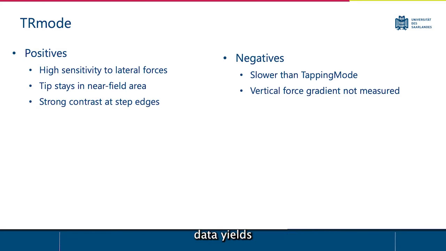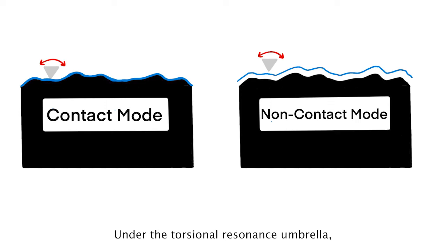Additionally, torsional resonance data yields approximately 20 times stronger contrast than tapping mode at step edges, revealing detailed structures that cannot be resolved in tapping mode imaging. Under the torsional resonance umbrella, there are two additional modes of use: contact mode and weakly coupled interaction region mode, or hover mode. The contact mode for torsional resonance is very interesting. The topography can be measured like regular AFM contact mode, but the contact torsional resonance can also be measured. This leads to lateral contact stiffness, friction, and the derivation of stick versus slip transitions under load.